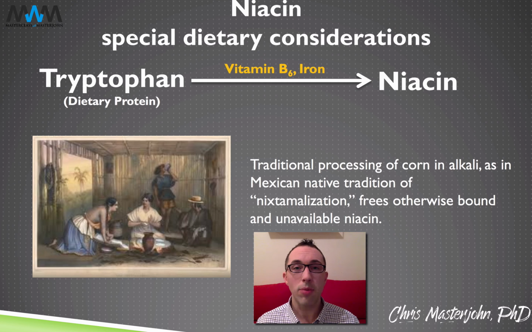So the corn was not processed with alkali, the niacin was very poorly bioavailable, and the diet didn't contain enough tryptophan from protein and maybe other nutrients as well, like iron and vitamin B6, so endogenous synthesis of niacin was also very low, and all of those things conspired together to produce true niacin deficiency.